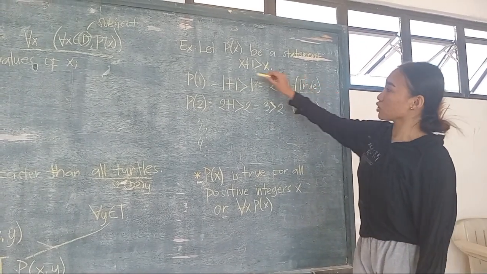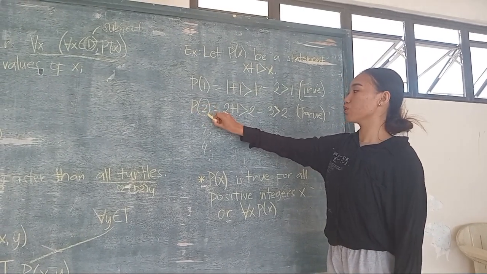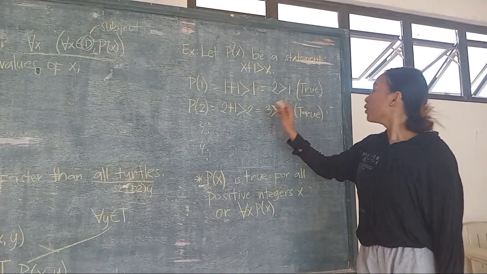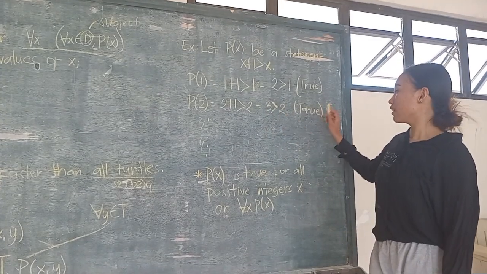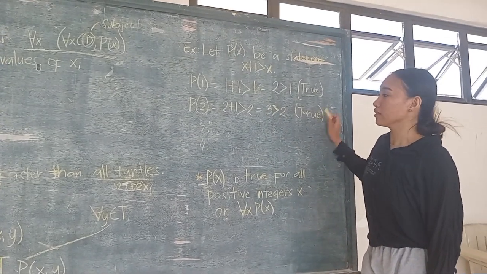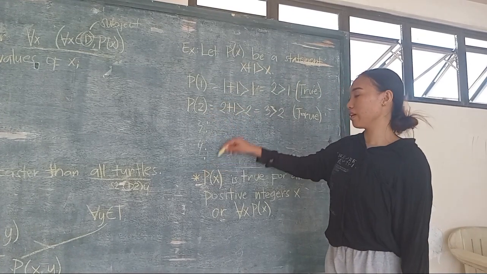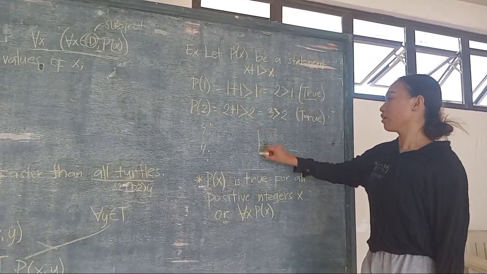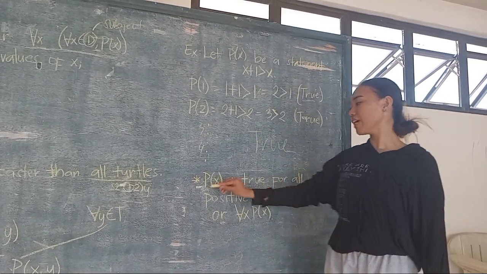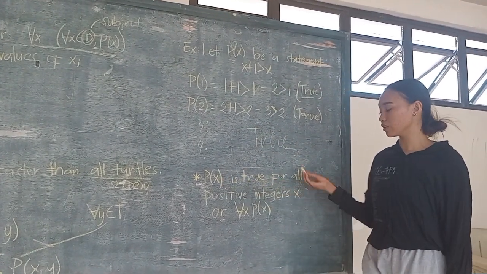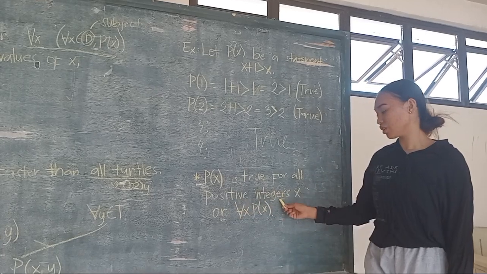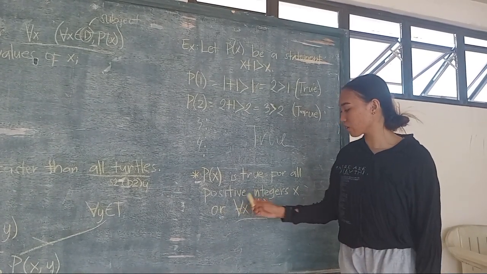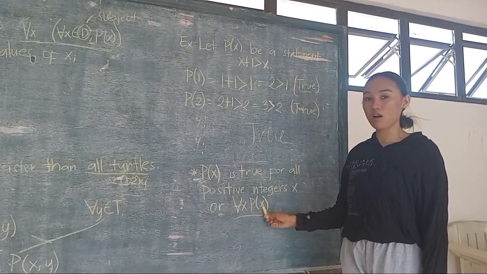Let's substitute x with 2. P(2) is 2 + 1 > 2, which is 3 > 2. This statement is true. And we can continue in the same way, and so on and so forth. So all the statements here are true. So P(x) is true for all positive integers x, or we can use the symbol of the universal quantifier: for all x, P(x).